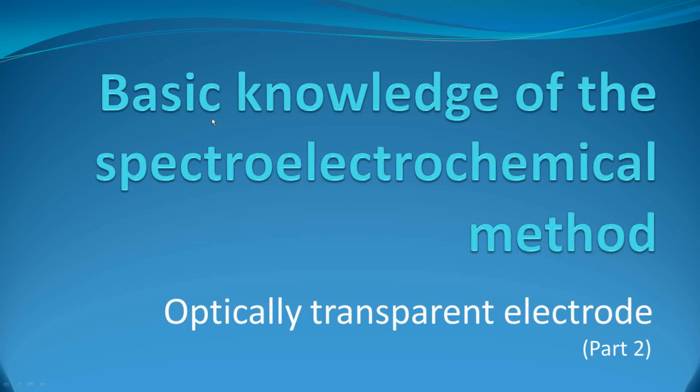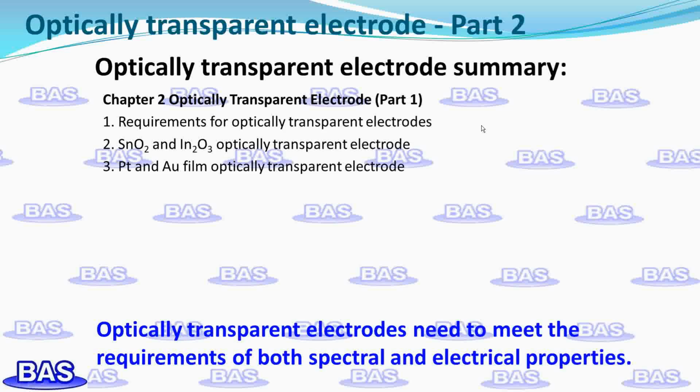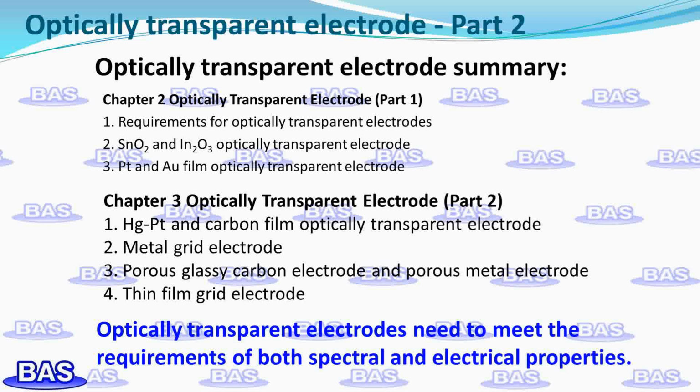This video will introduce the third part of the series on the basic knowledge of the spectroelectrochemical method, the second part of the introduction of optically transparent electrodes. In the first part, we introduced gold and platinum film optically transparent electrodes. This chapter will continue to introduce the following optically transparent electrodes. 1. Mercury platinum and carbon film optically transparent electrode.